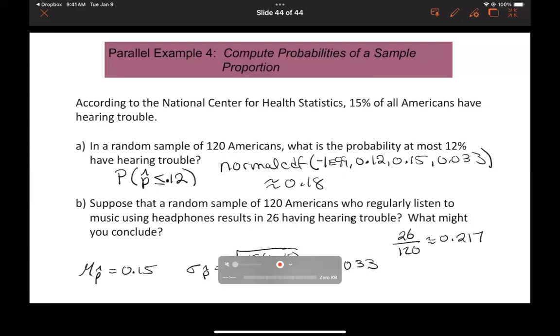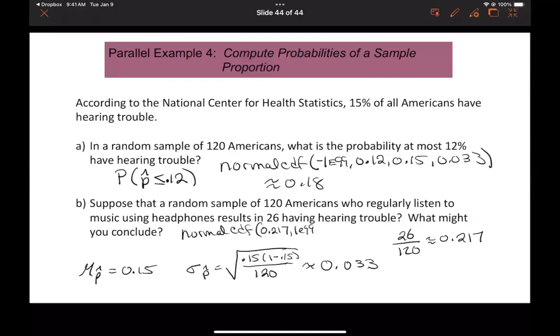So I'm going to go back here. And so that was normal CDF. And it was my p-hat of 0.217 to 1e99. And then 0.15, comma, 0.03033. We have this right here yielded an answer of about 0.02.